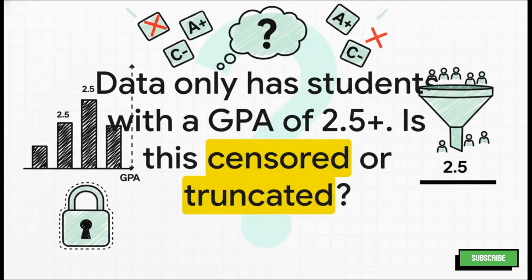All right, that brings us to a final little challenge for you to chew on. Imagine a researcher is studying academic performance. But here's the catch. Their dataset only has students with a GPA of 2.5 or higher. Anyone below that isn't just listed as having a 2.5, they are completely, totally missing from the data file. So my question to you is, is this data censored or is it truncated? Think about it, because getting the answer right is the first step to doing the analysis correctly.